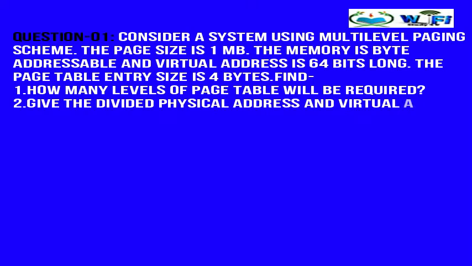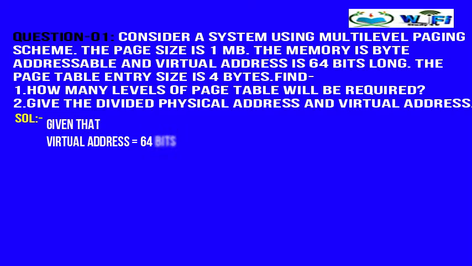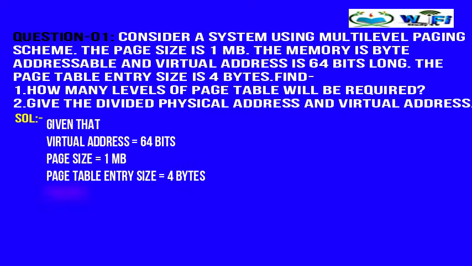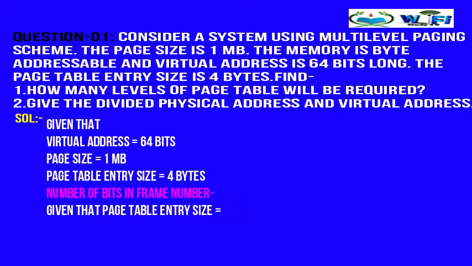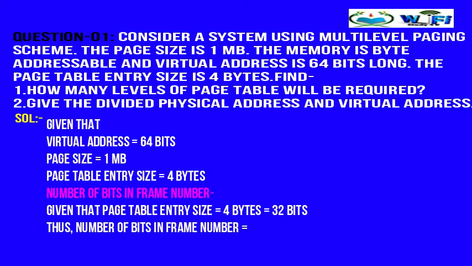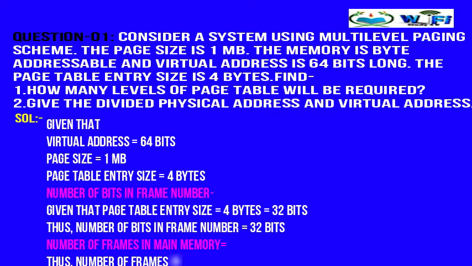Solution. Given that virtual address equals 64 bits, page size equals 1 megabyte, page table entry size equals 4 byte. Then the number of bits in frame number is given by the page table entry size, 4 byte, which means 32 bits. Number of bits in frame number equals 32 bits. Number of frames in main memory equals 2 to the power 32 frames.